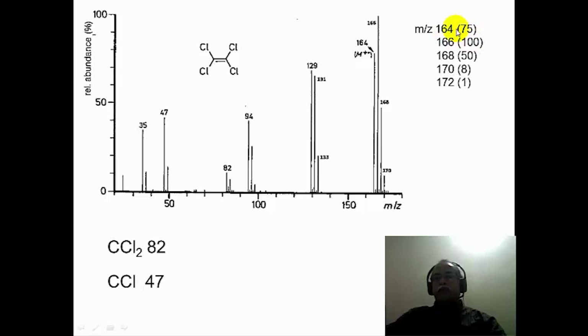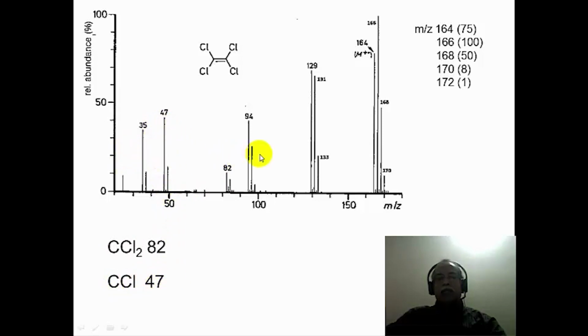The 164 peak is about 75% and the base peak is 166, as predicted by the calculated values of the relative abundance of these peaks. What you see subsequently is the loss of one chlorine corresponding to this cluster of peaks, another chlorine corresponding to this cluster of peaks, and finally another chlorine loss, and a chlorine cation radical itself is seen here. 35 and 37 are seen very clearly. The peaks at 47 and 82 essentially correspond to the dichlorocarbene cation radical, which is 82 mass units, and the CCl fragment, which corresponds to 47 mass units.